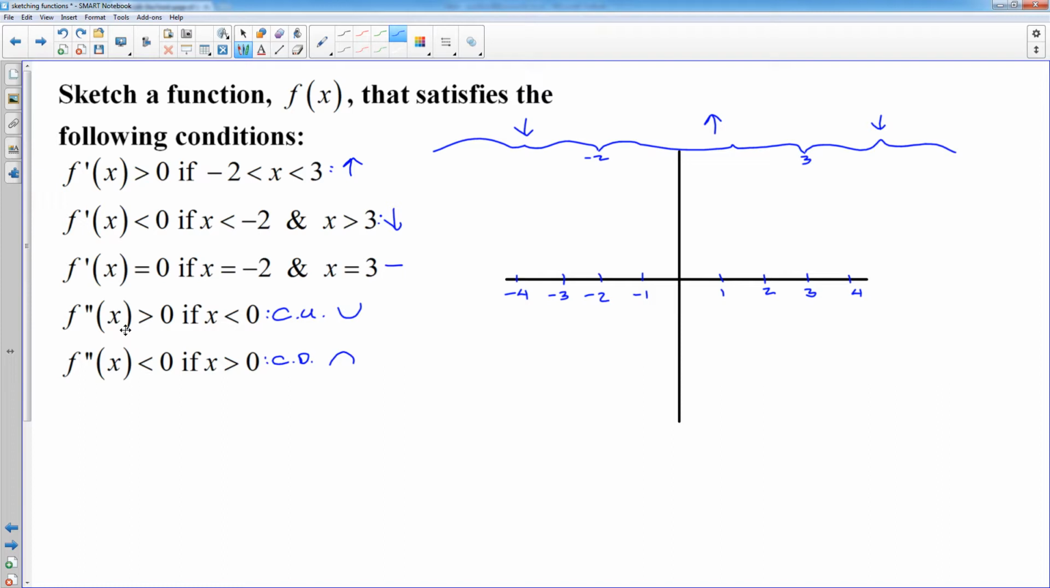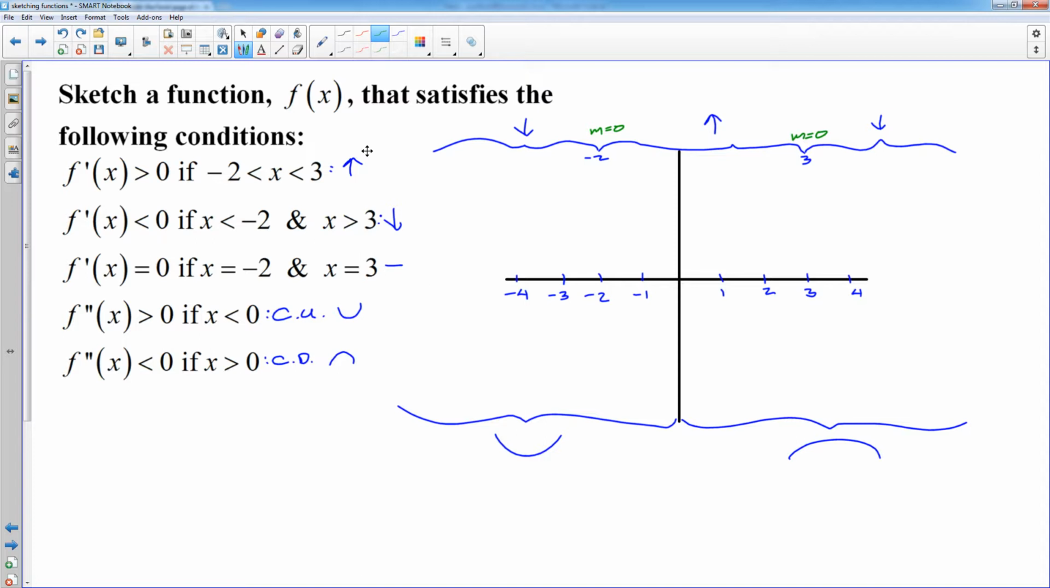Now let's factor in the concavity. I'm going to come back to the f prime equals 0 in a second. My second derivative is positive when x is less than 0. So all of this area to the left of the y-axis, my function will be concave up. And when x is greater than 0, my second derivative is negative, so everything over here, my function is concave down. And I'm making a note to myself that my slope is supposed to be 0 at negative 2 and at 3.